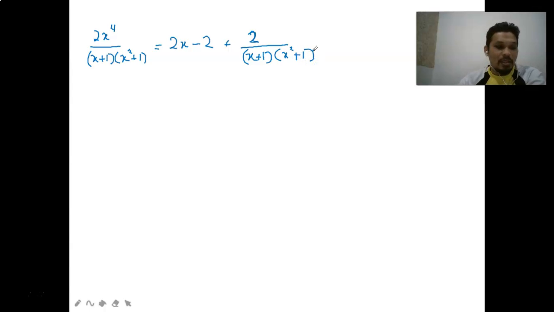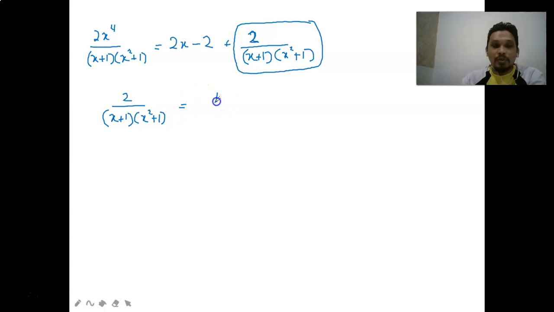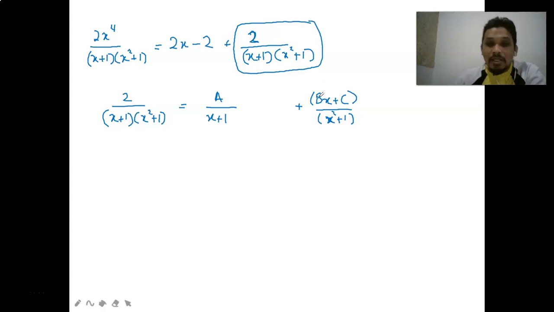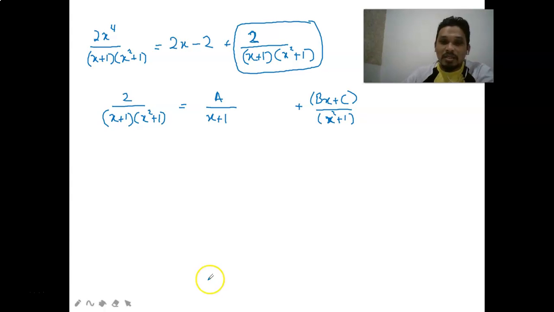Okay, so now this is the fraction that we're going to work on with the process of partial fraction. So 2 divided by x plus 1 and x squared plus 1 equal to a divided by x plus 1 plus bx plus c divided by x squared plus 1. Okay, this is the quadratic that cannot be factorized, so we're going to leave it something like this.